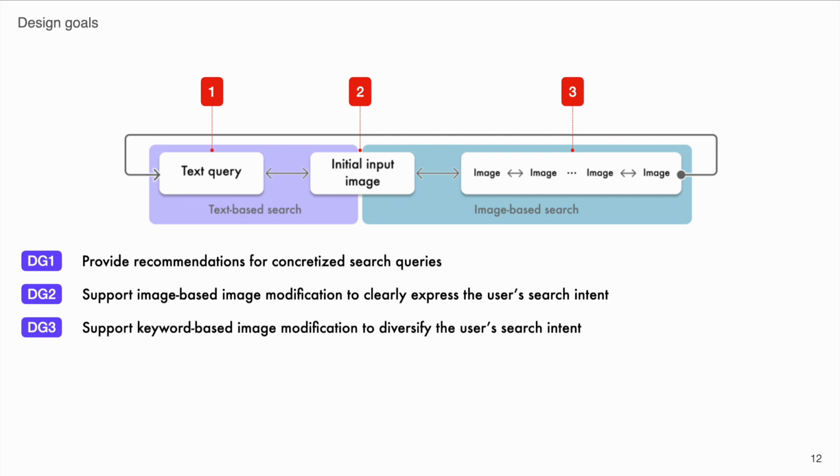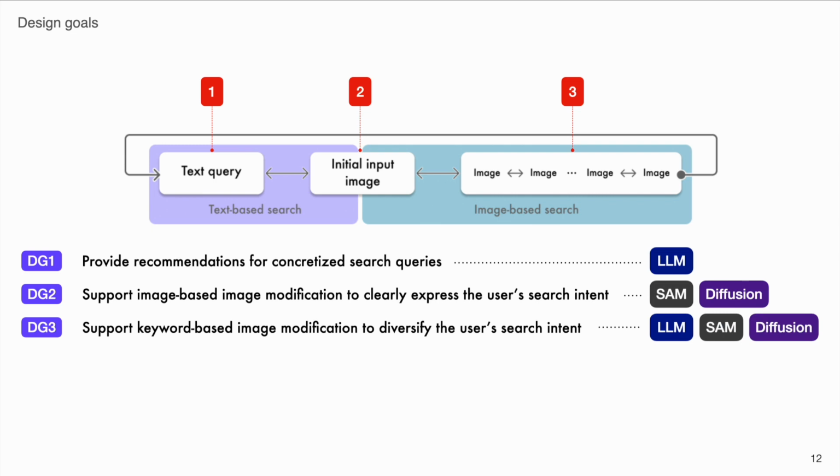Lastly, it should allow the modification of part of an image using word expressions when searching for various images. All these interactions utilized LLM, diffusion, and SAM. As a result, we developed a system called GenQuery.